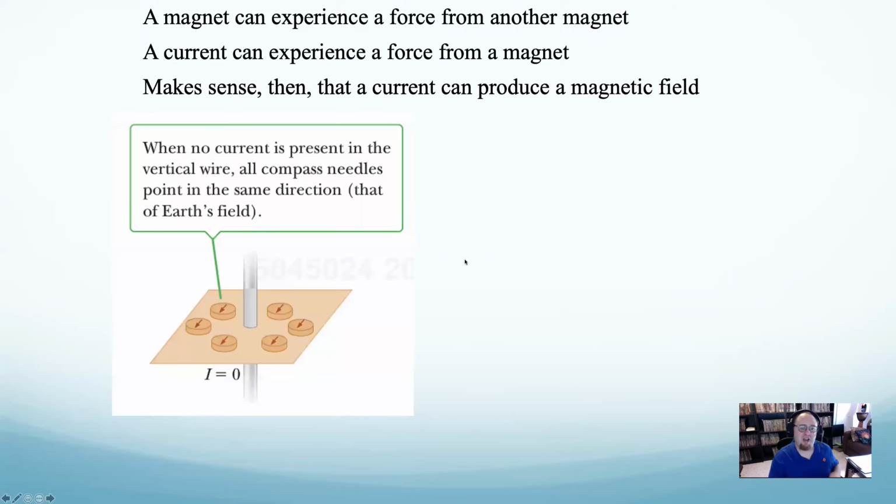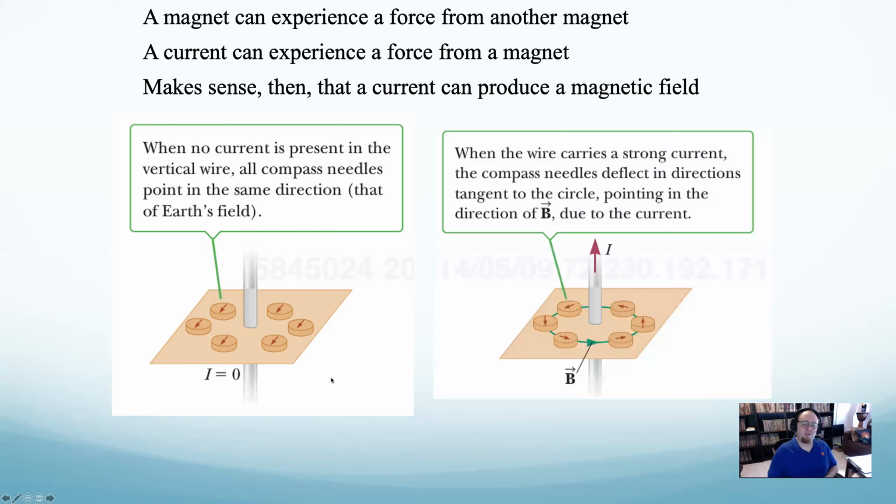Any current carrying wire is also a magnet. And that's part of the reason that current carrying wires are affected in magnetic fields. You see, if you just have a wire with no current in it and put compasses on it, the compasses will just line up with Earth's magnetic field. But anytime you have a current carrying wire, the magnets will line up in a circle around it. And for a long straight wire, there will be a magnetic field that circles it.